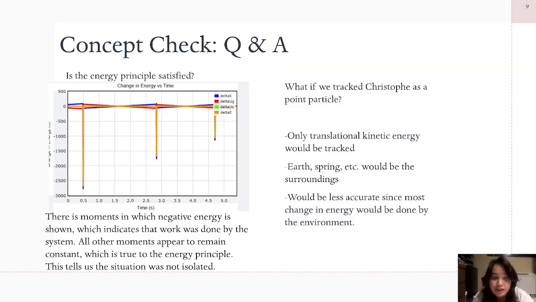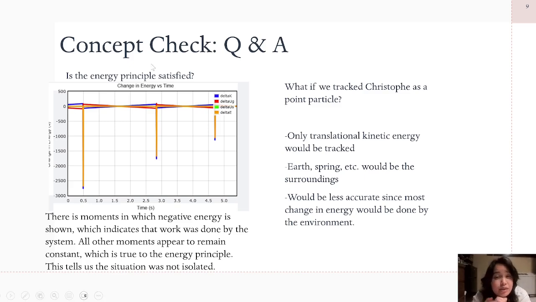So is the energy principle satisfied? There are moments in which negative energy was shown, which indicates that work was done by the system, and that system was probably having contact with the wall at those moments. All other moments appear to remain relatively constant around that zero line, which is true for the energy principle and tells us that the situation was not isolated. Otherwise, if it was, the energy would be conserved and so forth. So while it is relatively conserved over time, there are those moments that show that it was not isolated. However, the energy principle still remains true, in that the total energy is equal to the work done by the system and by external factors, hence why there is negative energy at those moments.